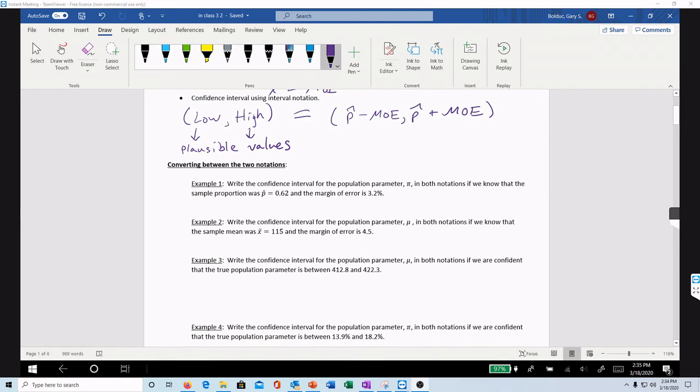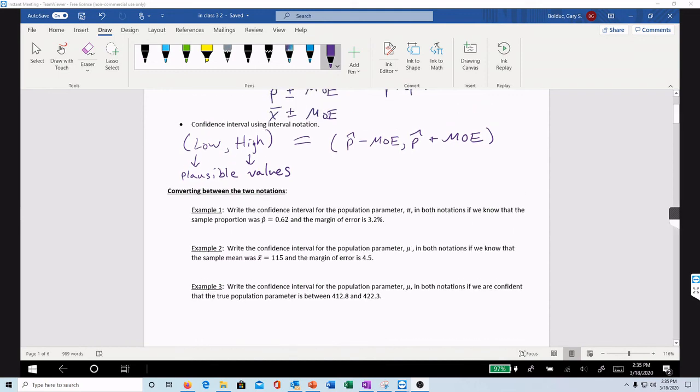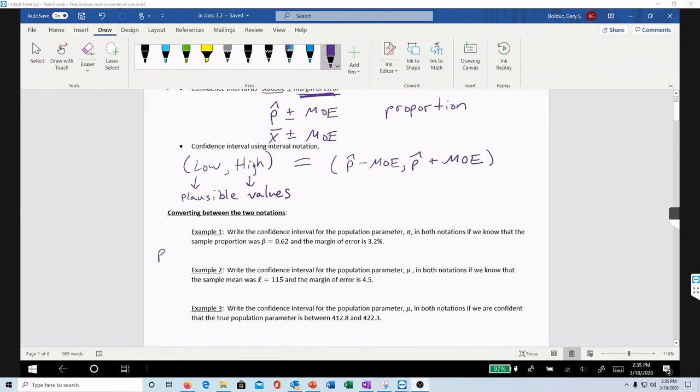It says we have a p hat of 0.62 and the margin of error is 3.2%. When we do this, we're just going to use the formula, p hat plus or minus margin of error. So for us that's 0.62 plus or minus, and I'm going to convert this percentage into a decimal, 0.032. Remember, that's just take the decimal place and move it twice to the left. And then what this notation says is, add these two numbers and put that on the right, subtract these two numbers and put that on the left.